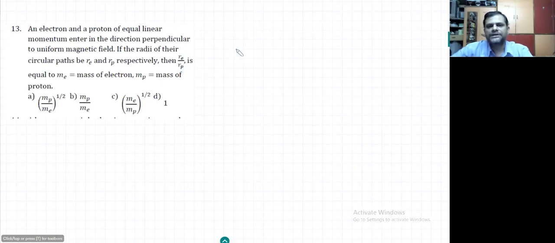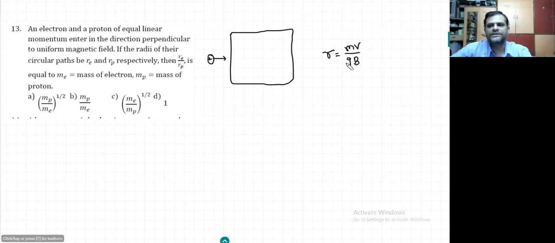Okay. I have told in the theory that suppose this is the magnetic field, and different charged particles enter into this magnetic field with the same momentum. Look carefully, this is the same momentum case, which we already saw. The radius of curvature is given by the formula mv upon qB. If you remember, the formula is mv upon qB.